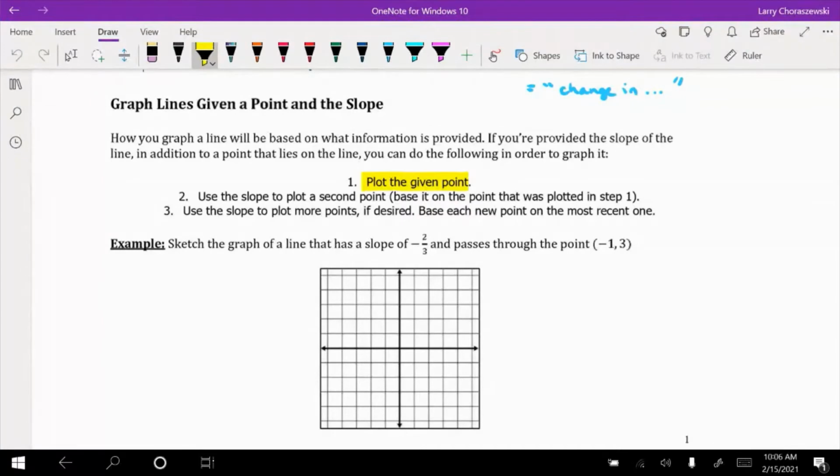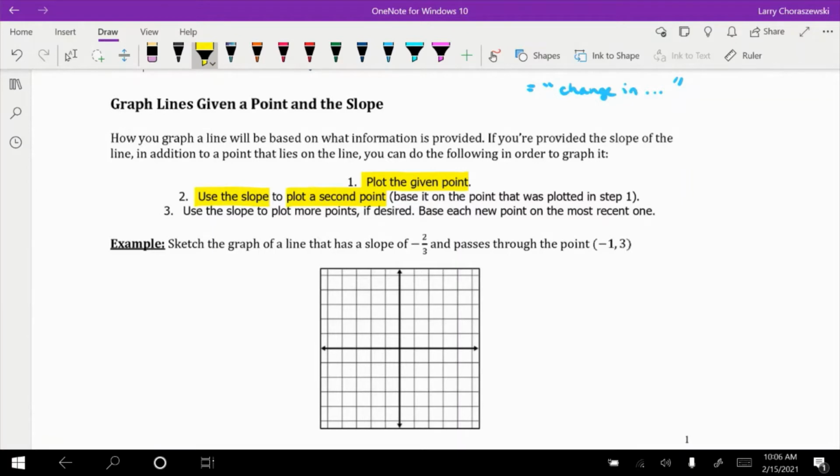And then based on where that point is at, you're going to use your slope to plot a second point. And this is based on where you plotted the point in step one. The way to use the slope is to think of it as rise over run. And you can continue using your slope to generate more and more points. The more points you have, the more accurate your graph will be. But if you want to be a minimalist like me, you only need 2 points in order to graph the line.